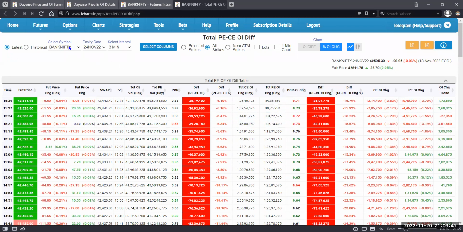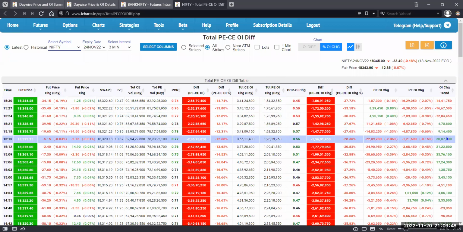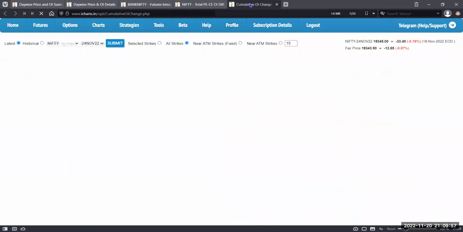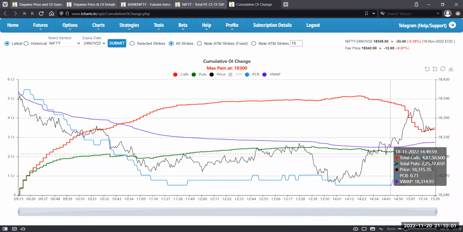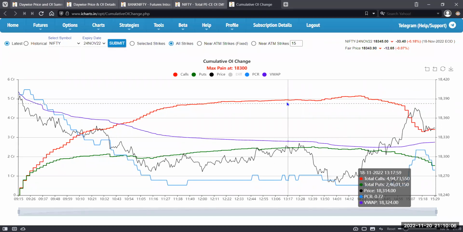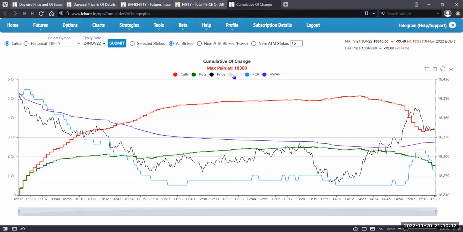Sure. So typically, Shri, what we do, like I personally, as Amish also mentioned, is go to the options UI tool, cumulative OI change. Same thing which you are explaining now, a lot of unwinding. If you look at the graph, both calls and puts after 3 p.m. are always downside. There is no significant addition visible. So people are actually squaring off everything.